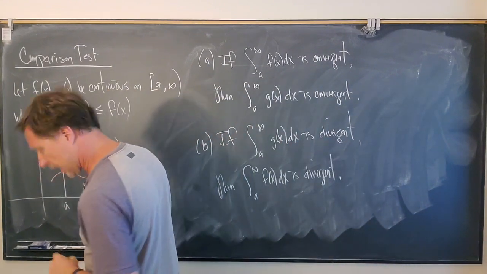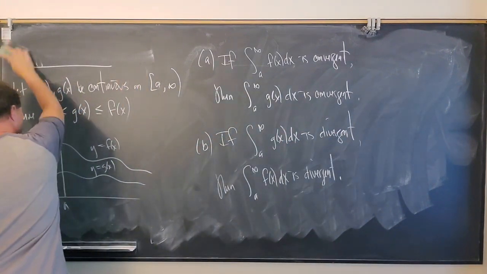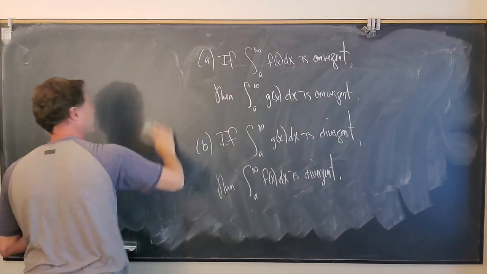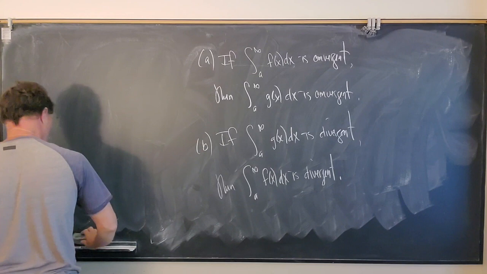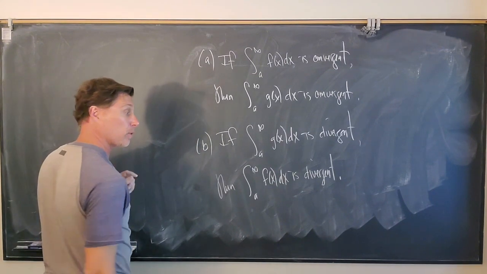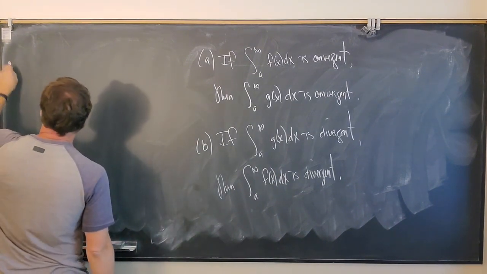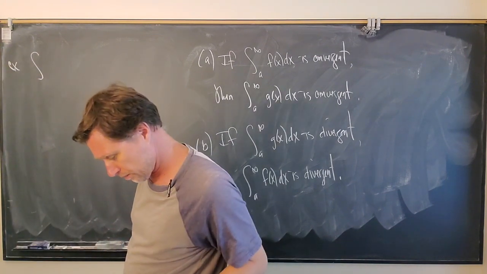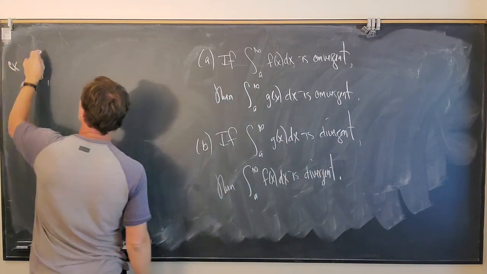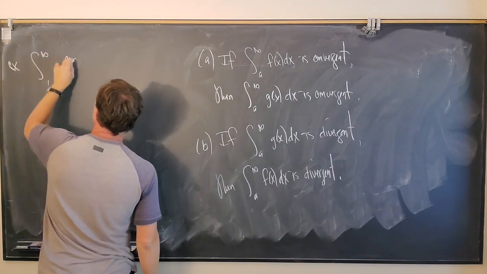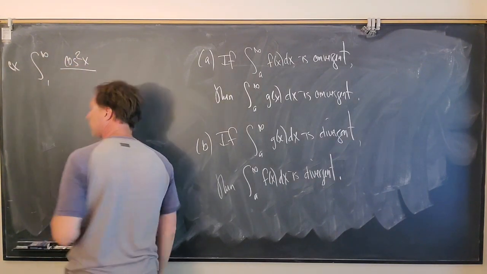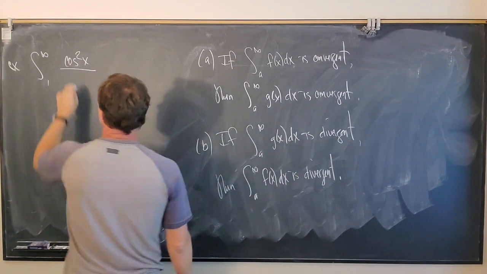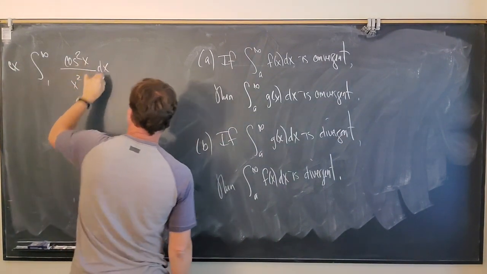So let's see this one in action now. What this will allow us to do is to determine whether certain functions, for which we can't even figure out how to integrate, actually give us a convergent or divergent improper integral. So first example, let's look at the integral from 1 to infinity of cosine squared x over x squared dx.